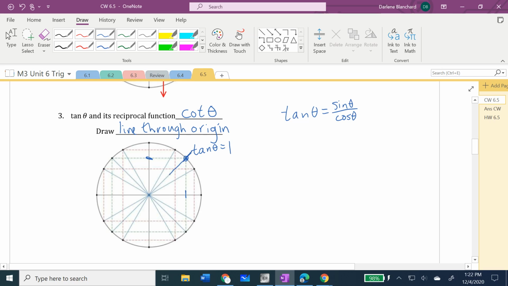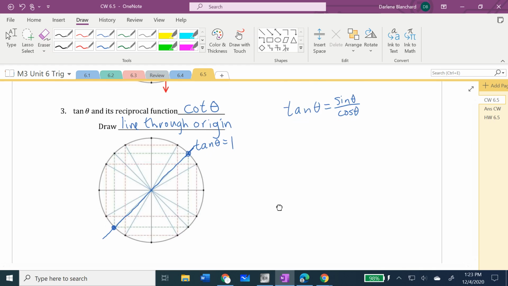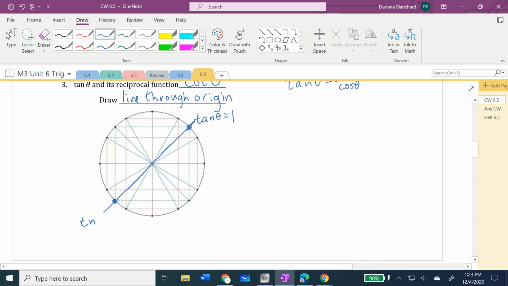Now, if I draw a line through the origin and I come over to the other side, sine and cosine are both negative root 2 over 2. So what does that mean? The tangent at that point is also tangent theta is also equal to 1 at that point. So that's 45 degrees and, which one was that? 225.